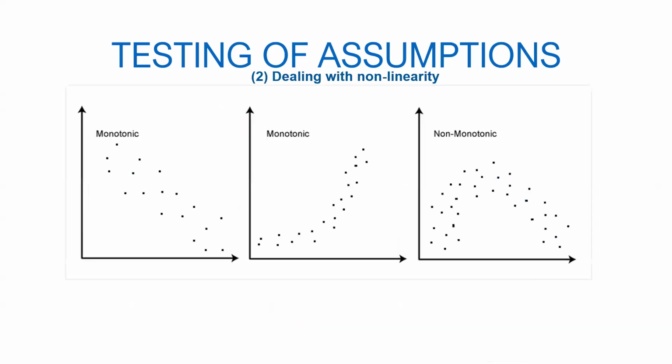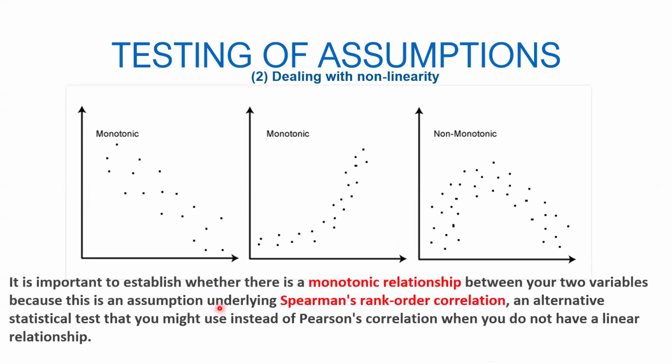Now, it is important to establish whether there is a monotonic relationship between your two variables, because this is also an underlying assumption for the use of Spearman's rank order correlation, or the Spearman correlation, which is an alternative statistical test that you might use instead of Pearson's correlation when you do not have a linear relationship. For the first figure, this is a linear trend, which is monotonic already. So we use Pearson correlation here.